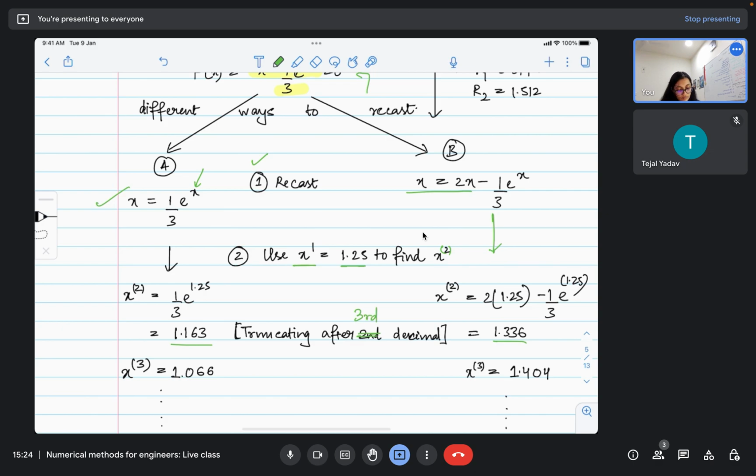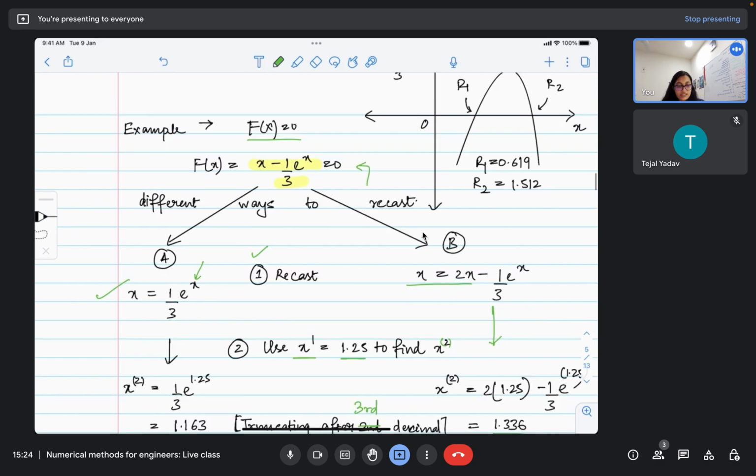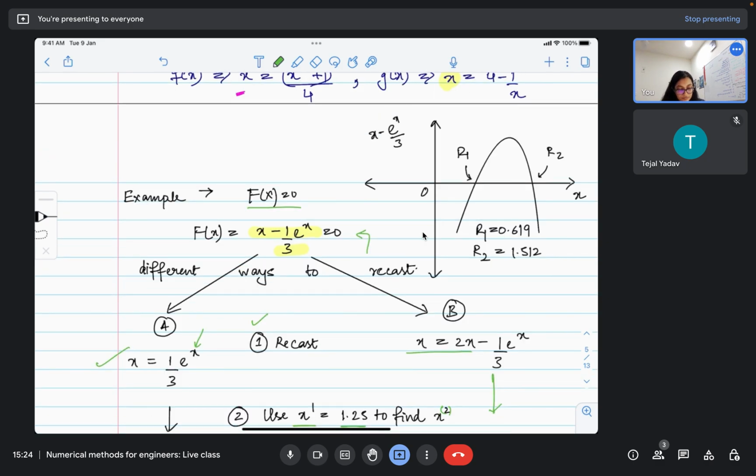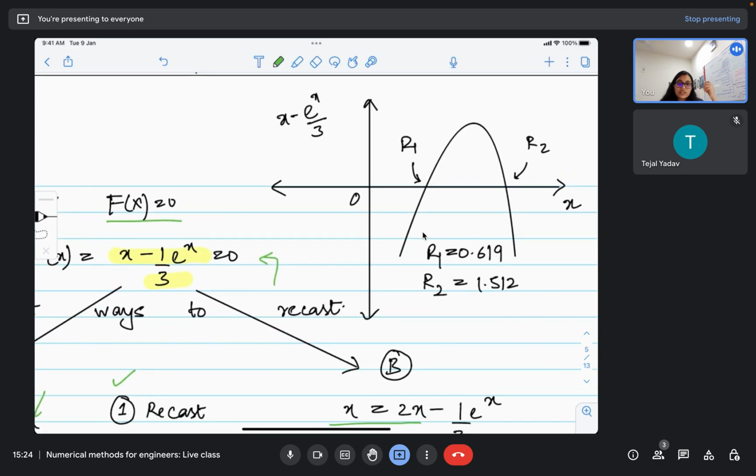Okay. Now, similarly, you go on proceeding with all these iterations. Okay. Here I will take a break and come to the graphical concept. What is happening in the graph? So, if you look at this function x minus 1 by 3 e to the power x equal to 0, this function basically takes the form of this particular curve that you can see here.